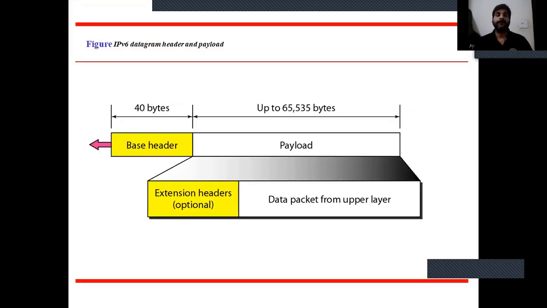Represented here is the IPv6 datagram, header and payload. The IPv6 base header length is equal to 40 bytes and the payload is equal to 65535 bytes. So extension of header is optional, and the data packet comes from the upper layer.